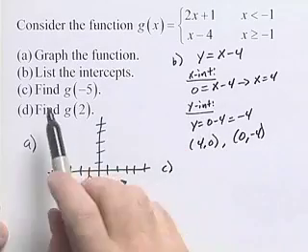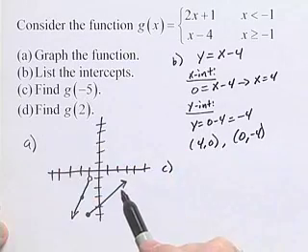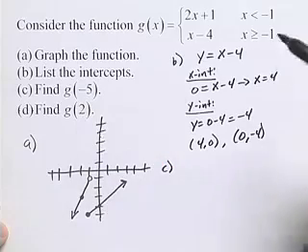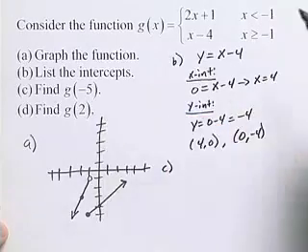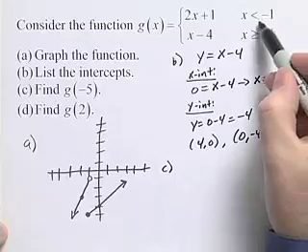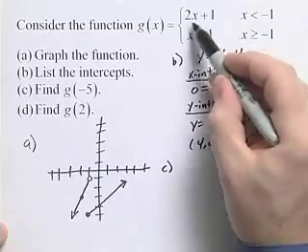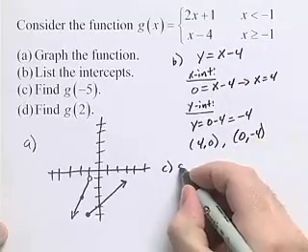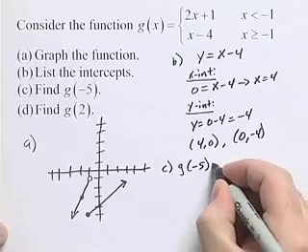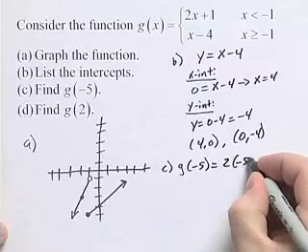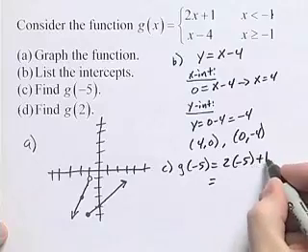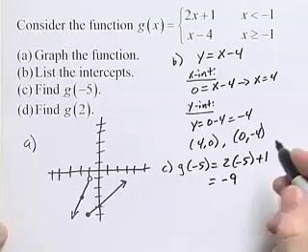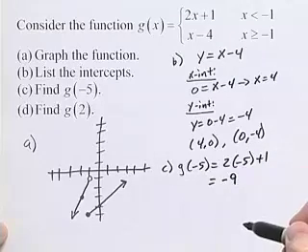For part C, we're asked to evaluate the function when x is negative 5. It's important here that we check our domain for each of these pieces. We need to find out where negative 5 occurs. Negative 5 is less than negative 1, which means we need to use this first piece. So g of negative 5 equals 2 times negative 5 plus 1. Negative 5 times 2 is negative 10, plus 1 is negative 9. So g of negative 5 equals negative 9.